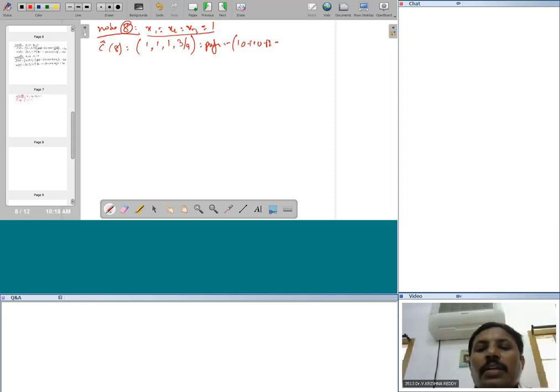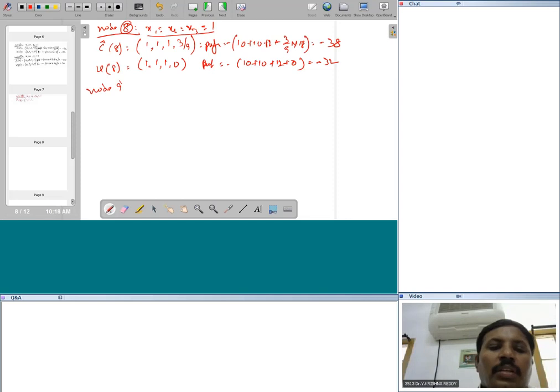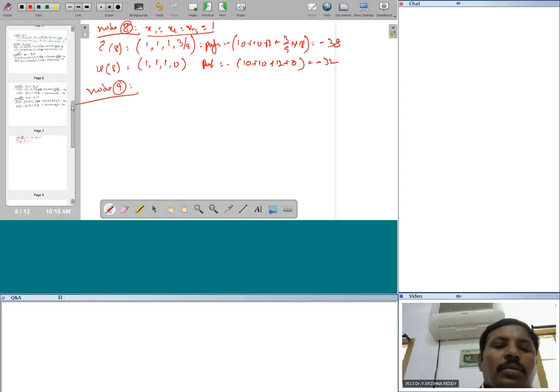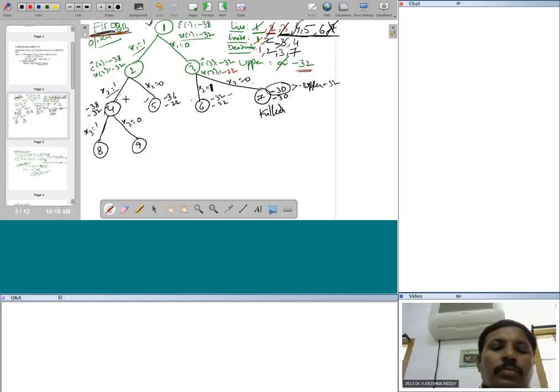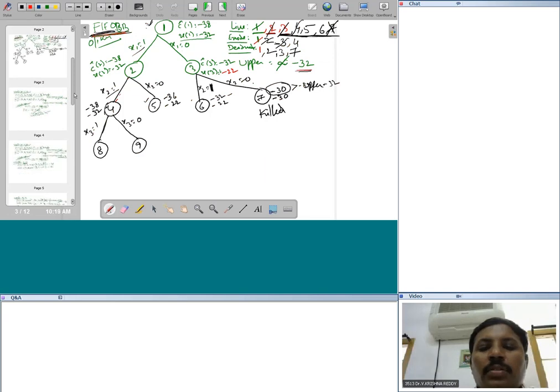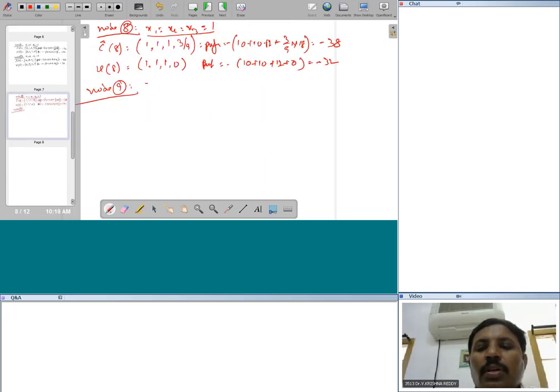Is minus 32. Minus 38, minus 32. For next node 9, what is the status of node 9 in the tree from the root node? 1, 1, 0. The first two objects are selected: X1 and X2 are 1s and X3 is equal to 0. In that status, what is the lower bound? That is 1, 1, 0.